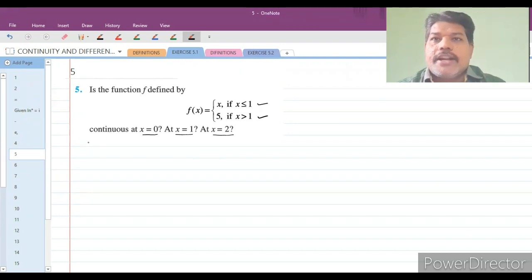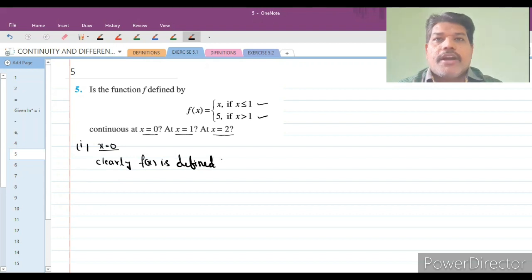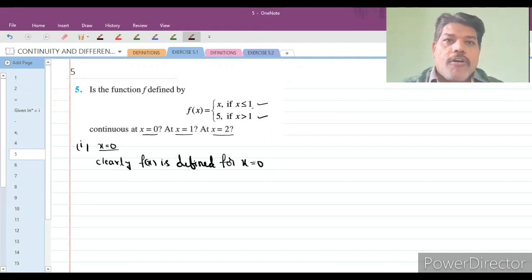So first, at x is equal to 0, first case I will check that for x is equal to 0. At x is equal to 0, clearly f of x is defined. Why? Because for all x less than or equal to 1, f of x value is x only. So f of x is defined for x is equal to 0.